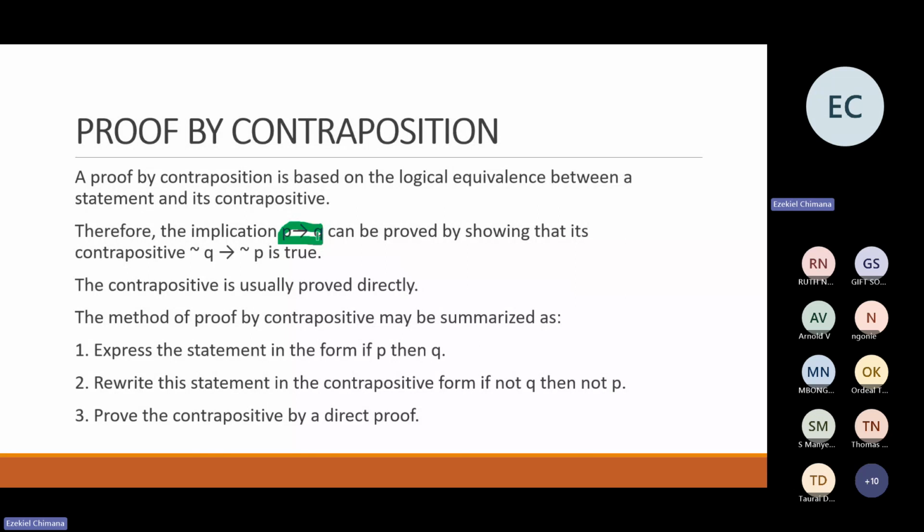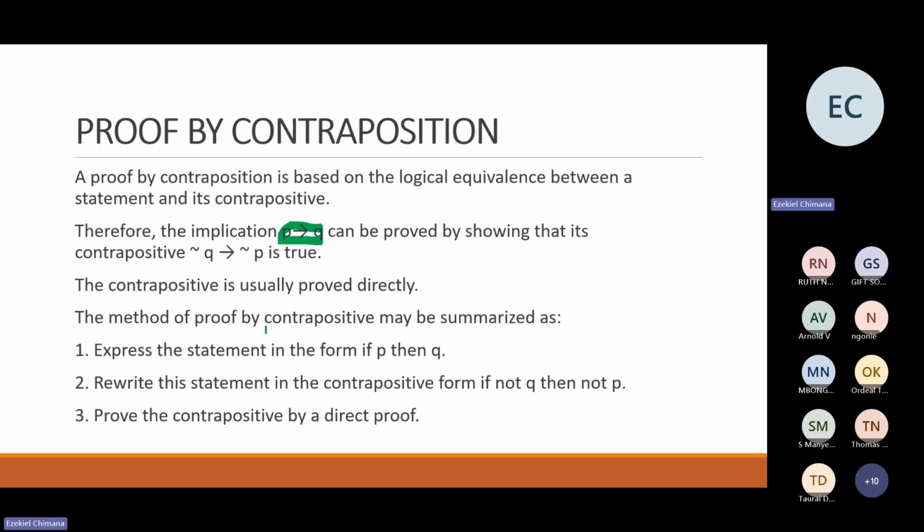If P implies Q is true, the negation of Q implying the negation of P must be true. In other words, you are showing it by going in the different direction: the negation of Q must imply the negation of P. That's the proof by contraposition. So the contraposition is usually proved directly.